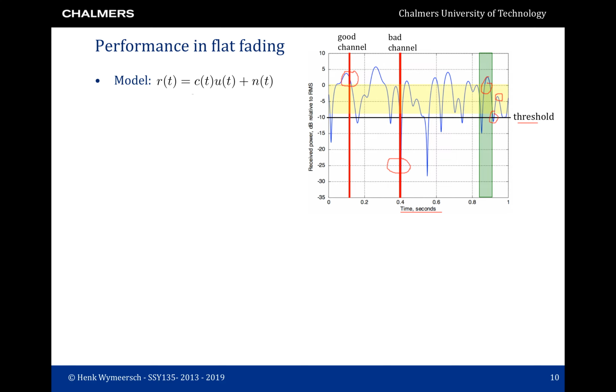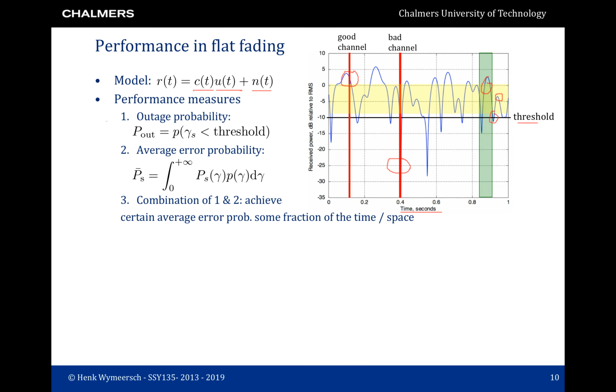The received signal is the channel as it varies over time, a complex number, u(t), times the sequence of transmitted symbols with a pulse shape, plus n(t), which is additive Gaussian noise. We then have three performance metrics for communication over a flat fading channel.